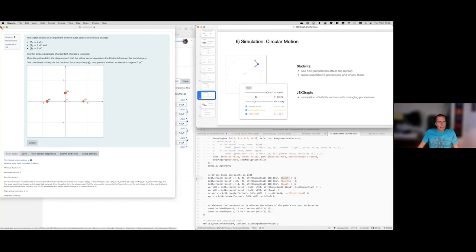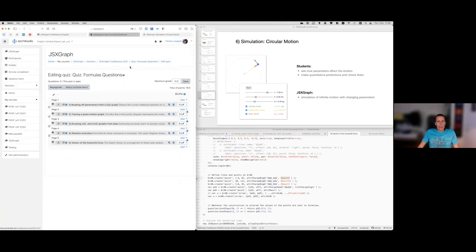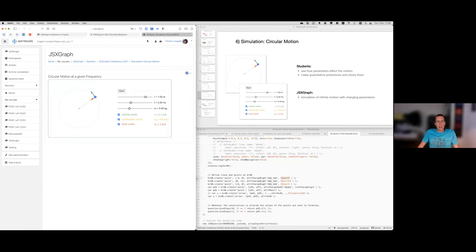So the last example that I would like to show you is actually nothing in formulas, but a simulation. It's supposed to illustrate circular motion. So when you start the simulation, a dot just moves on a circle, and one can change the orbital parameters, like the radius of the orbit, the fixed frequency. So when I increase the frequency, it should go faster, and or the mass.